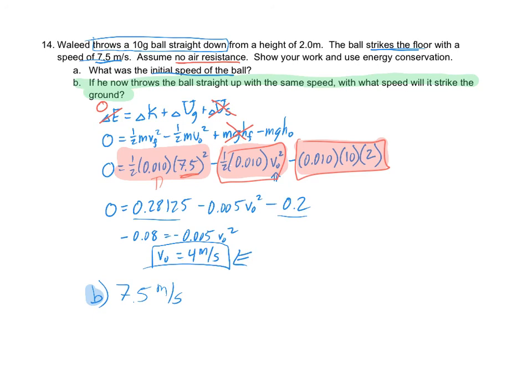And so therefore, because of conservation of energy, it doesn't matter if he throws the ball straight up or straight down, or even if he throws it out at an angle, it should give him exactly the same speed every time.